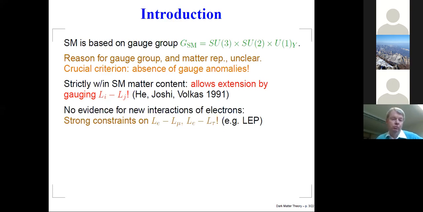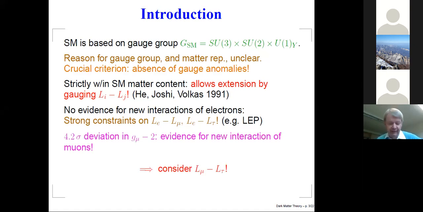Now, there's no evidence for new interactions of electrons. In fact, there are quite strong constraints from LEP, for example. So if one of these, either i or j, is an electron, then there will be strong bounds on the couplings or masses for L_e minus L_mu or L_e minus L_tau, forcing you basically into the TeV regime.